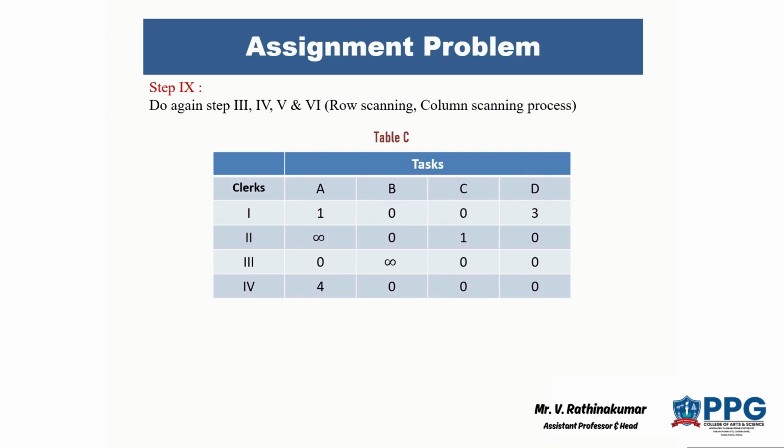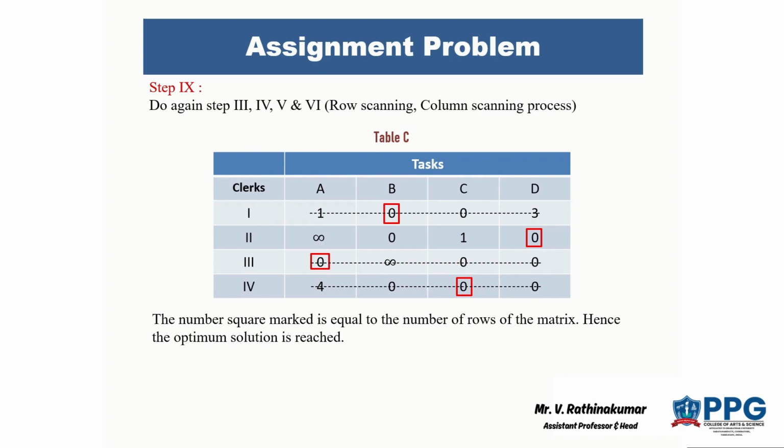The first column, there is only one 0. Mark a square around it and draw a horizontal line passing through that 0. In the second column, there are 3 zeros, but randomly we select the first 0 and draw a horizontal line passing through it. In the third column, there is only one 0. So mark a square around it and draw a horizontal line passing through the 0. In the fourth column, there is only one 0. So mark a square around it. Then the number of squares marked is equal to the number of rows of the matrix. Hence, the optimum solution is reached.